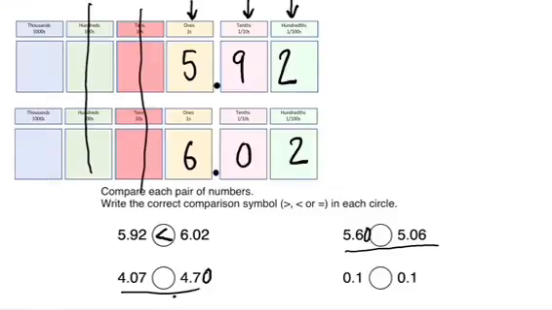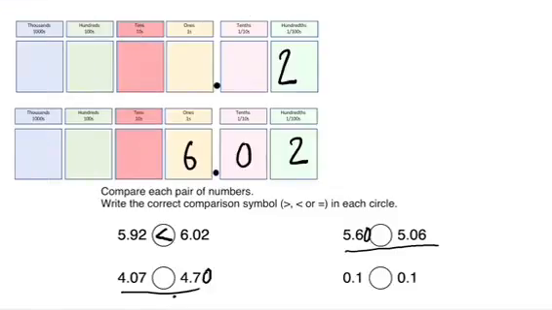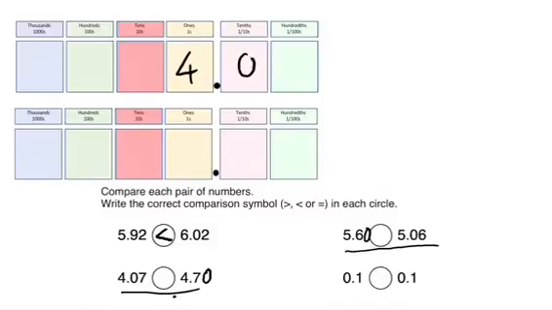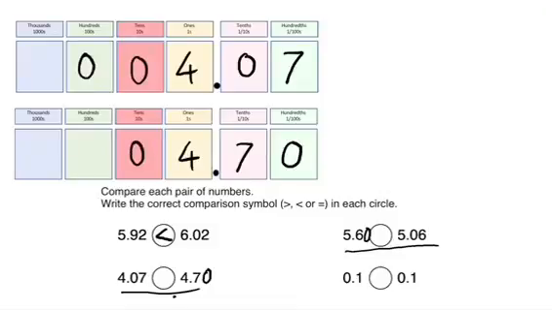Next question. 4.07 and 4.7, but I'm going to put the 0 in so that the columns match. If one's got something in it, they've both got something in it. I can go and fill in all of the gaps if I want to. Zeros for everybody. And again, I start on the left hand side.